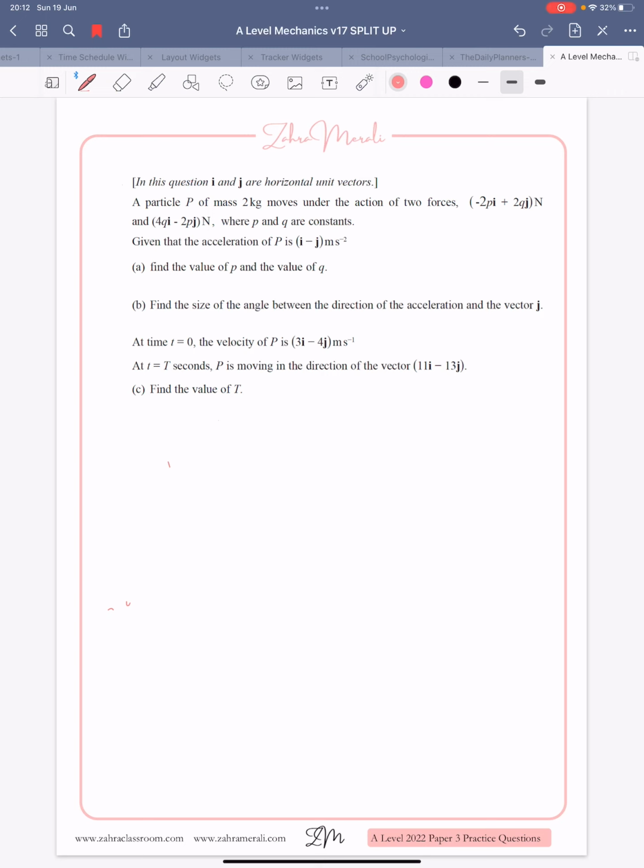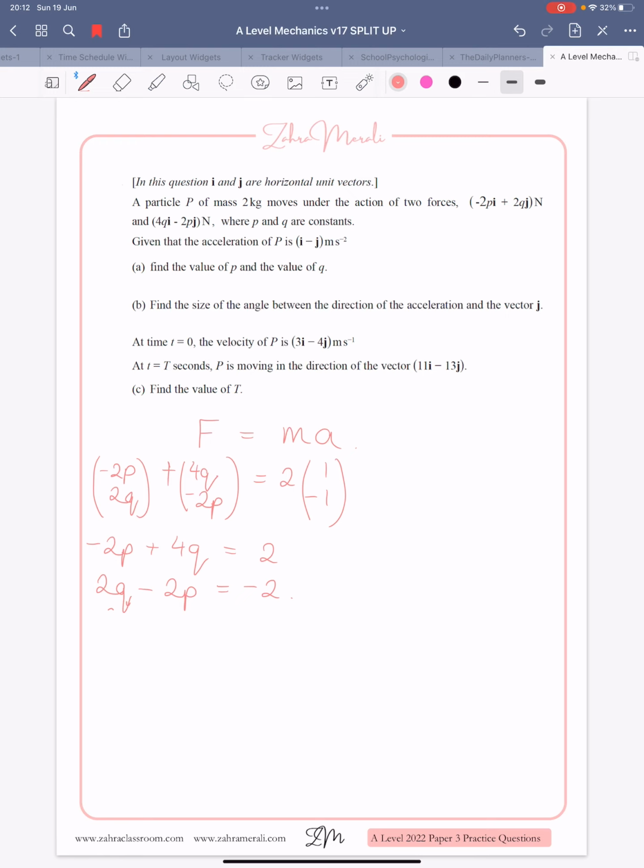Right, so for this question, we're going to be using F equals ma. Our F is made up of 2 forces. I'm going to be putting them in column vectors because I think it's easier to see for this question, but you don't have to. And m, it tells us, is 2, and we've got an acceleration of 1, minus 1. So this gives us 2 equations. So essentially we're equating the i's and we're equating the j's. So minus 2p plus 4q equals 2. 2q minus 2p equals minus 2.